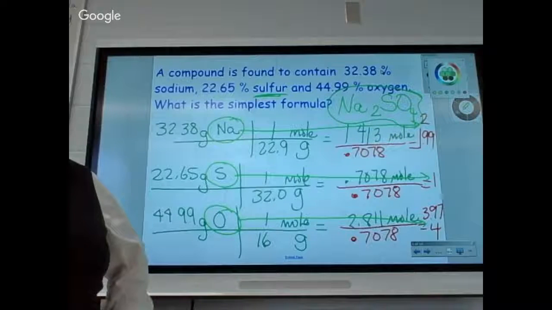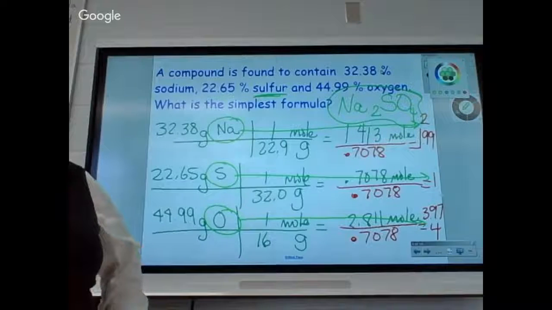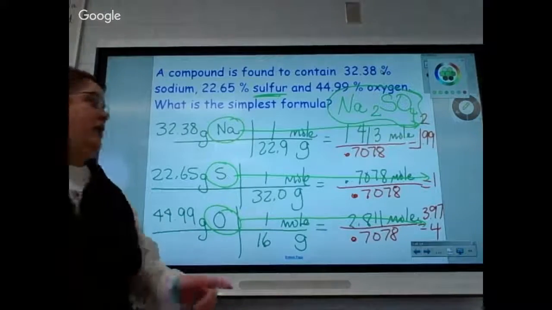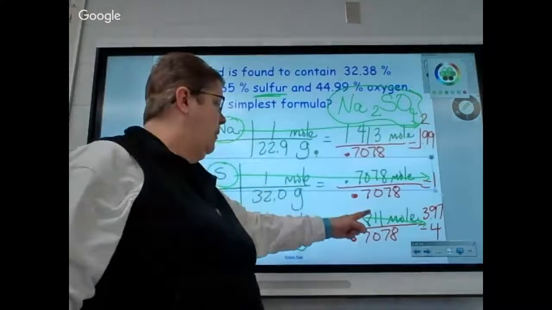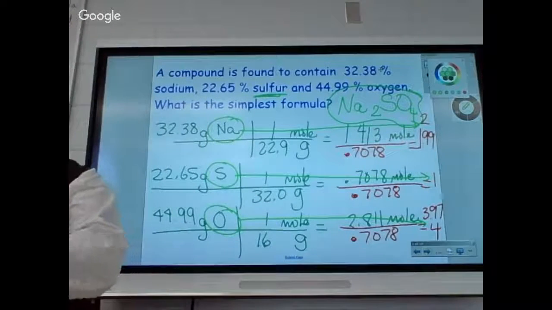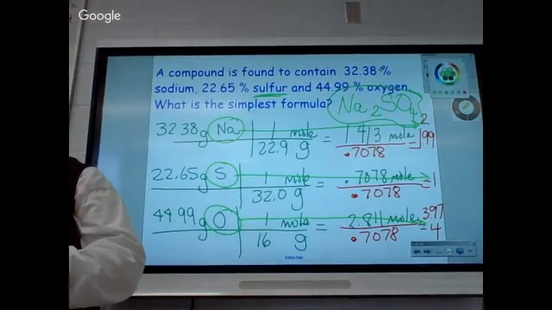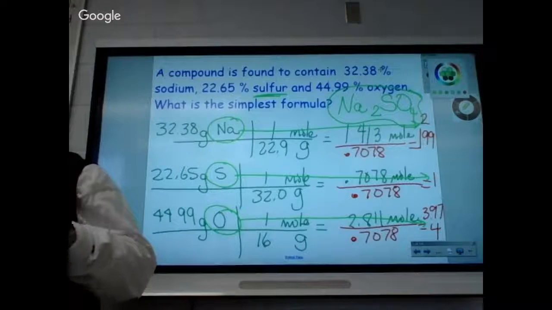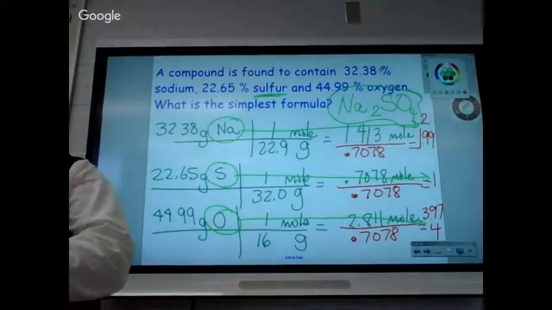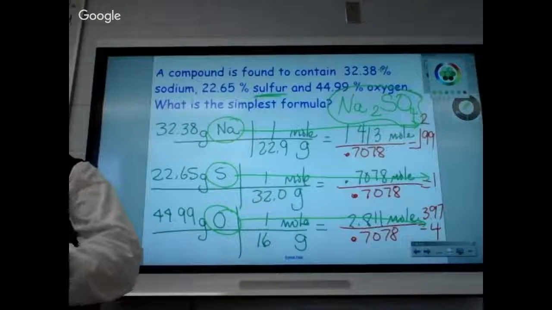Yeah. Okay. Emma? Yay? Why'd you divide by the 0.7? Because when you get these green numbers, which are your moles that we got when we converted, you have to pick the smallest number and divide by the smallest number. That's how you get the whole numbers. Okay? Anybody else? Destiny? Question?